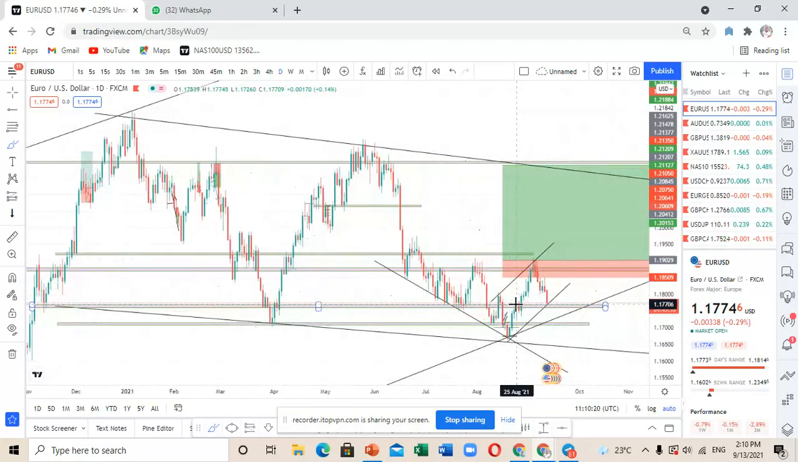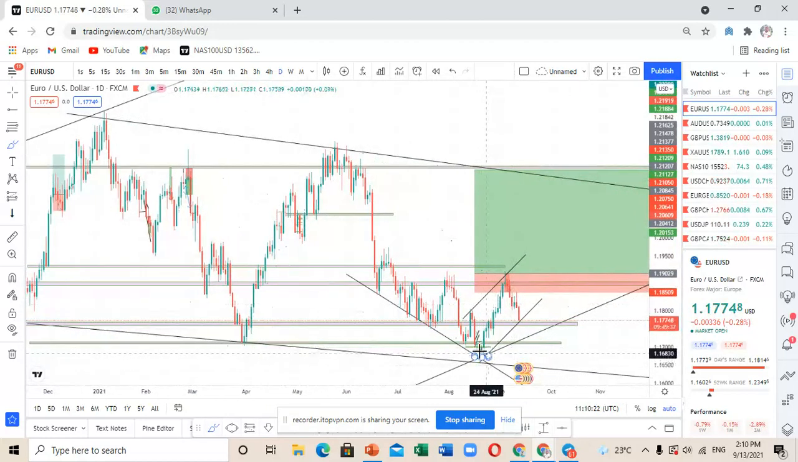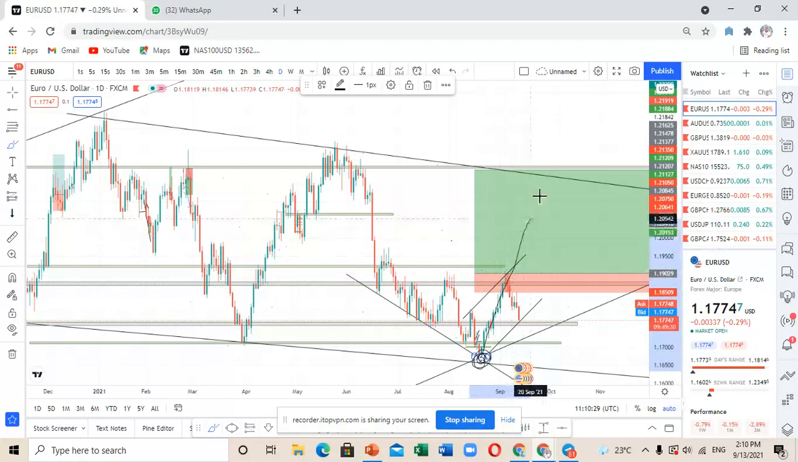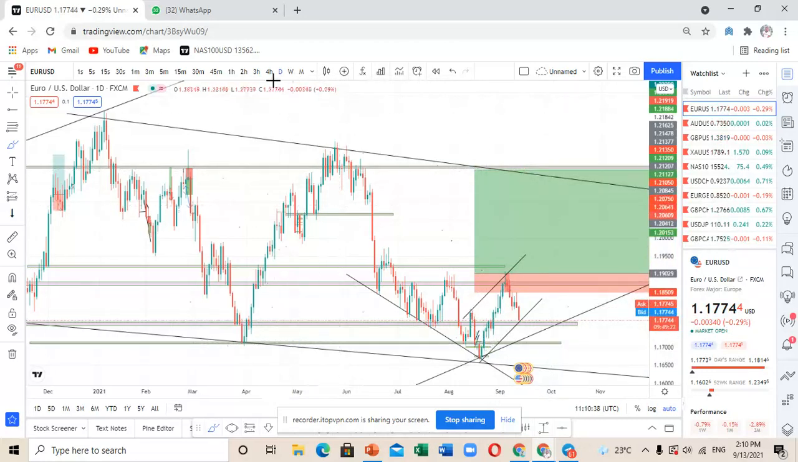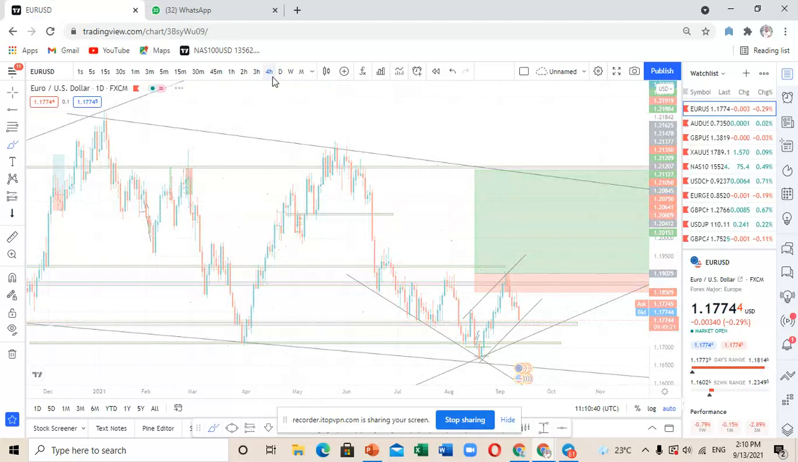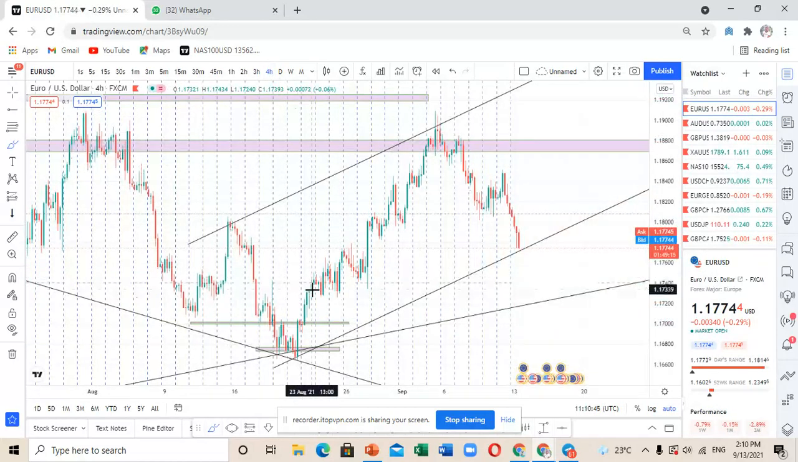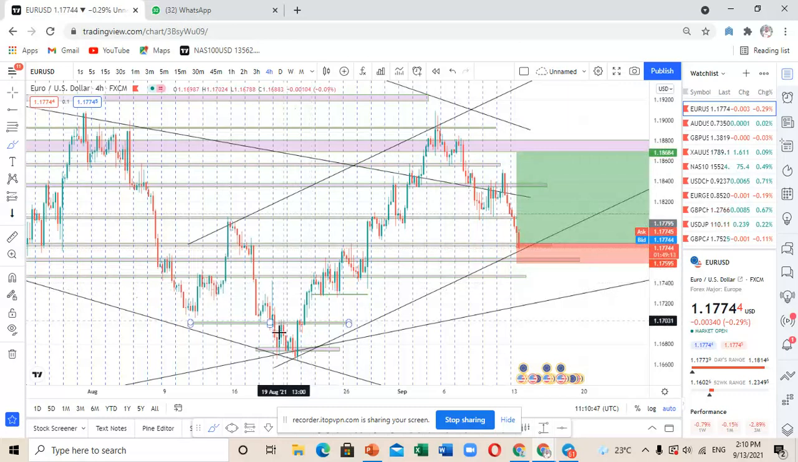Currently, I'm expecting that the market is going to move from this position that is here. Hopefully they are going to rise up to touch this trend line and also this point of resistance that is here, before creating new highs. If I move into the 1 hour time frame, you can see that as the market moves towards the upside, it is creating patterns.